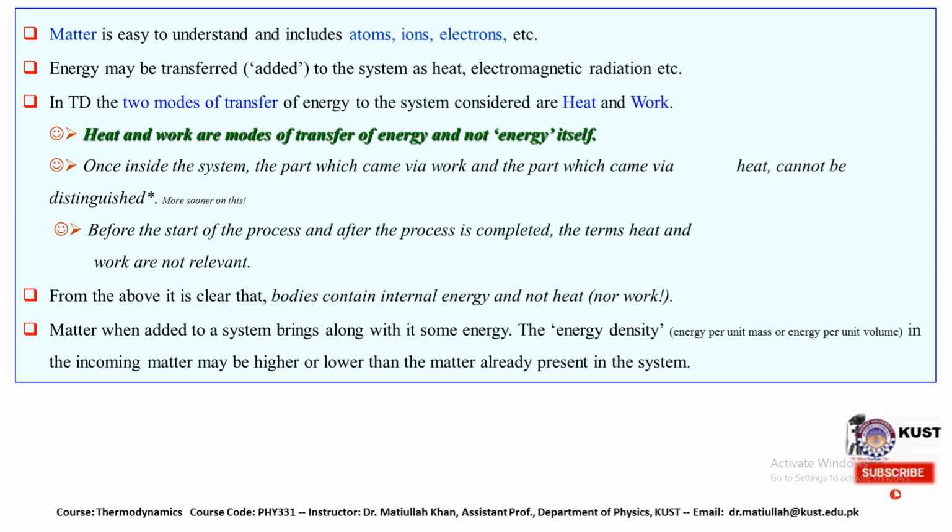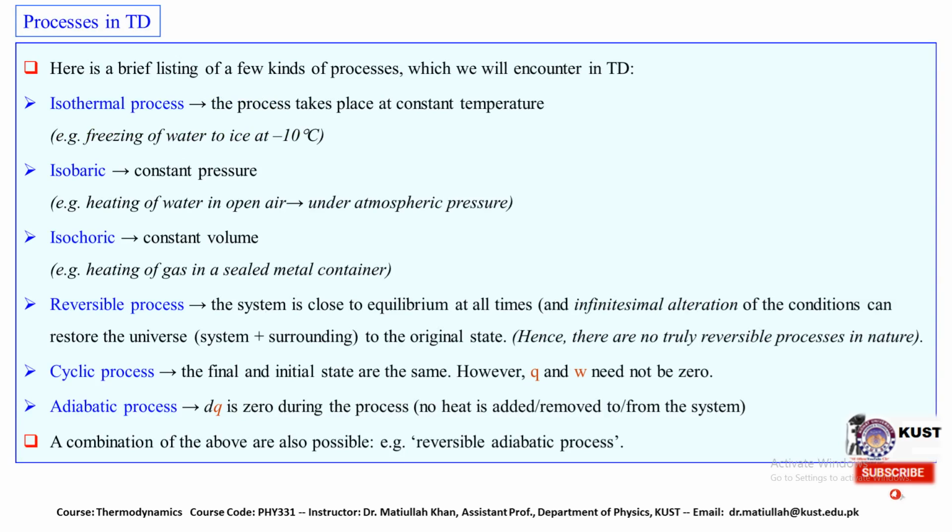So the energy density in the incoming matter may be higher or lower than the matter already present in that particular system. So we have some list of processes that are possible in thermodynamics, and in some processes the prefix iso is written, which is normally used to mention that something is constant in this process. Just like if we consider the isothermal process, then the process takes place at constant temperature. It might be any temperature depending on the particular system.